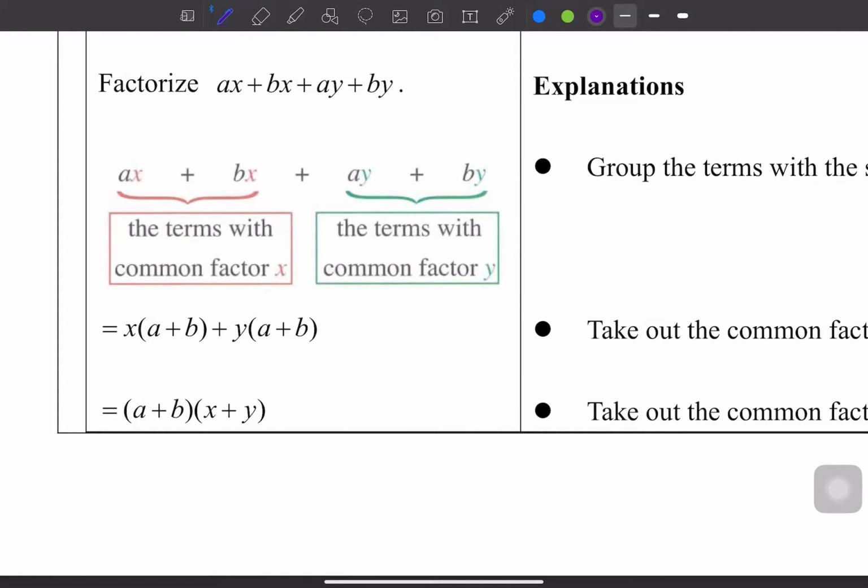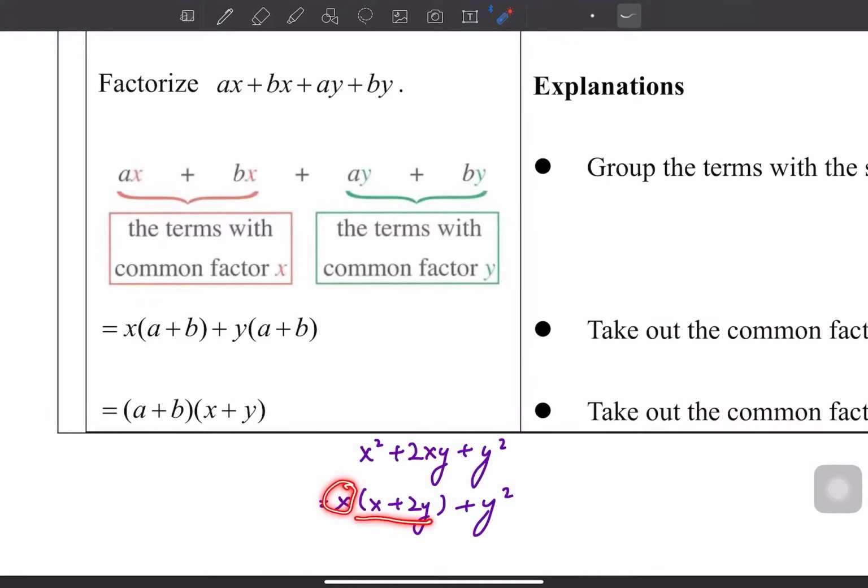I find some of the students try to factorize this term. They will consider, oh, we have 3 terms here, and we have the common factor of the first 2 terms. You try to take it out. But these questions, you cannot use this method because after you take out x, you cannot find any common factor of these 2 terms. So this is not the correct method.